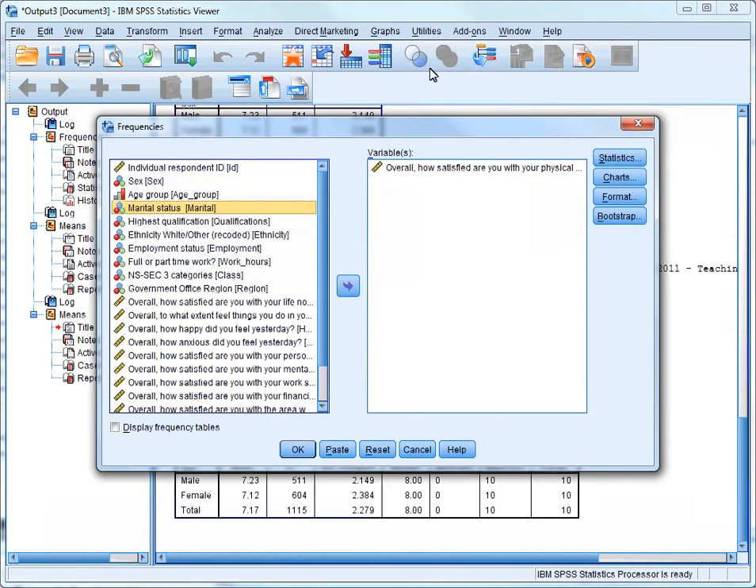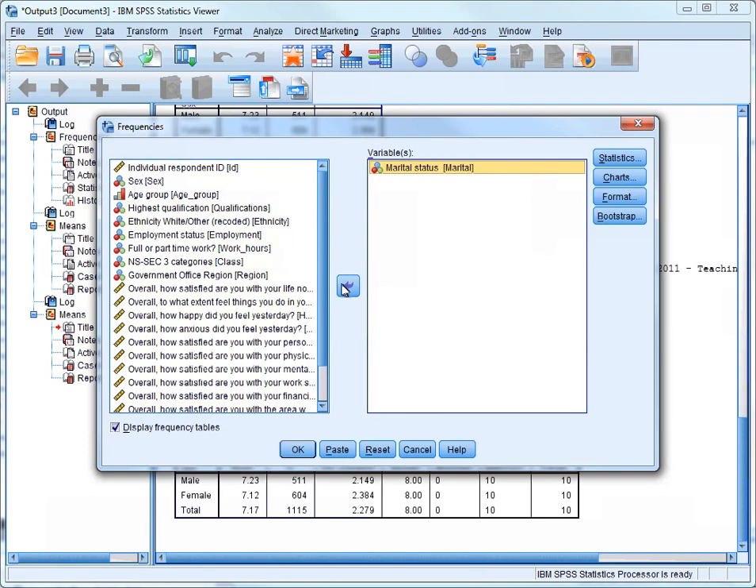We need to find the marital status variable and transfer it over. But as you can see, we've still got some variables left over there from our previous analyses. So we'll reset first and start again from scratch. Select marital status and press the arrow.